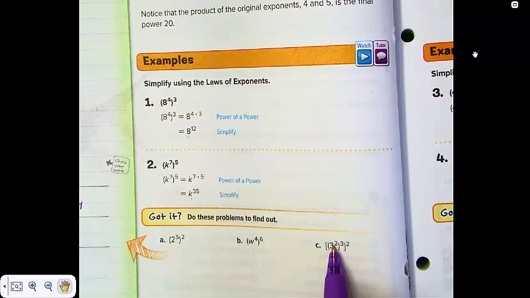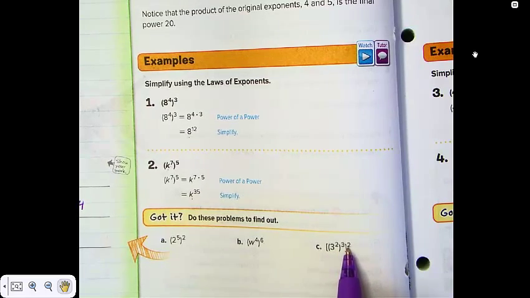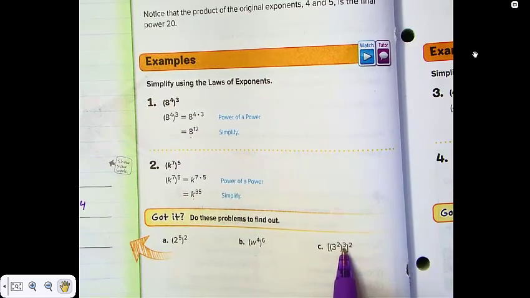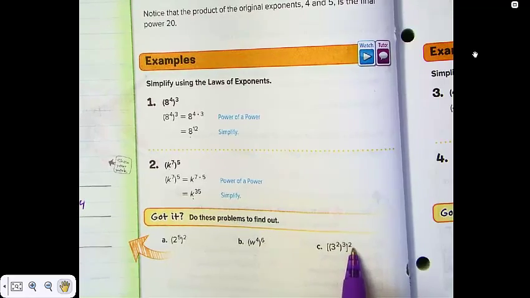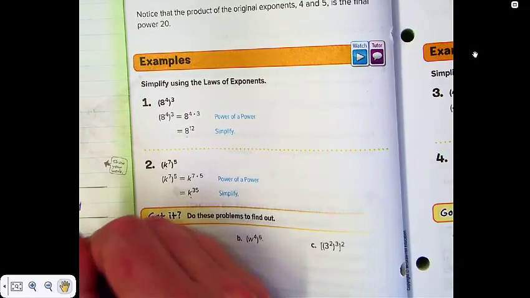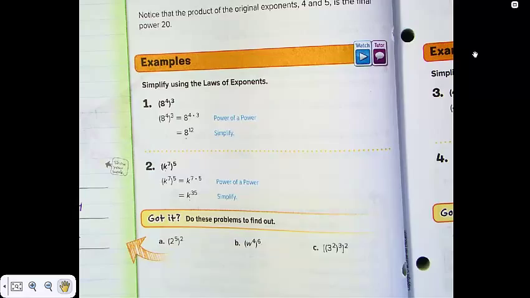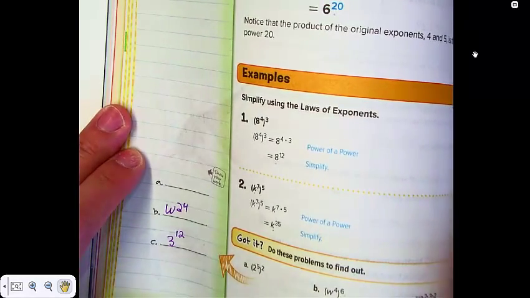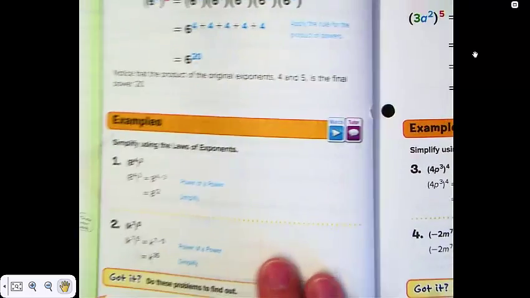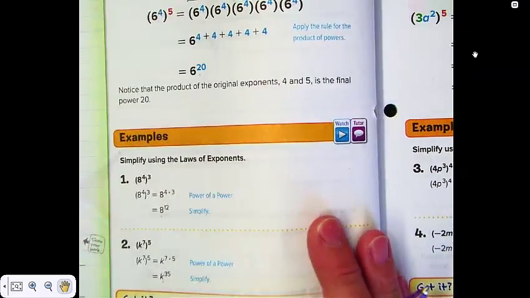So we have 3 to the second being raised to the third being raised to the second. 2 times 3 is 6. 6 times 2 is 12. So 3 to the 12th power. And write that right out to the side where I have it right there. Okay, now go to the next page, page 33.